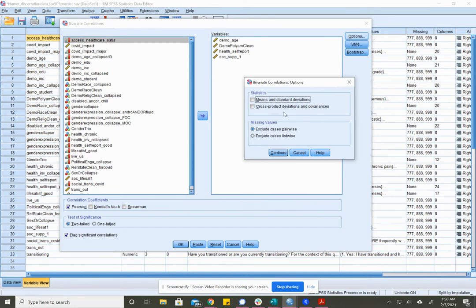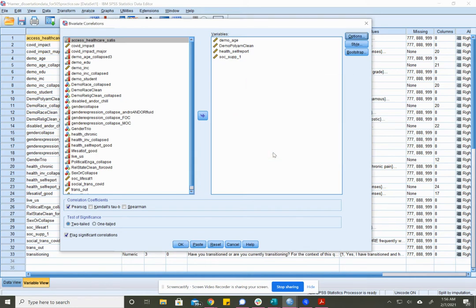Clicking on options, we don't need the averages or the standard deviations right now or the covariances. And we're going to ask it to exclude cases pairwise instead of listwise. So if it was listwise, that means anytime that someone didn't answer one of these questions, it would not include it in any of these. Whereas pairwise, it'll only exclude it when that was a necessary response to that specific correlation, if that makes sense. And I've already pasted this syntax, and so I'll show it to you in just a bit. But let's click OK and run the correlation.